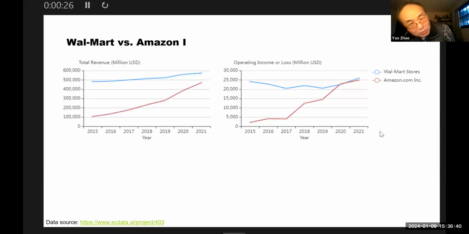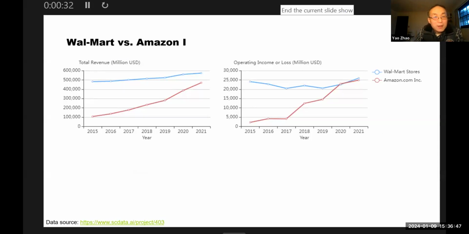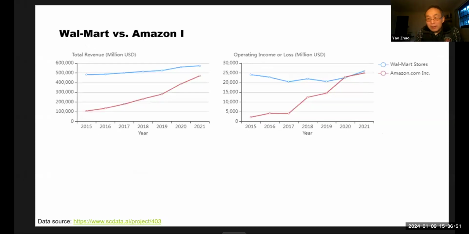Now, just another example, another Compaq versus Dell case: Walmart versus Amazon. This example is sensational because they were competing all these years, and the outcome will determine the future of retailing.